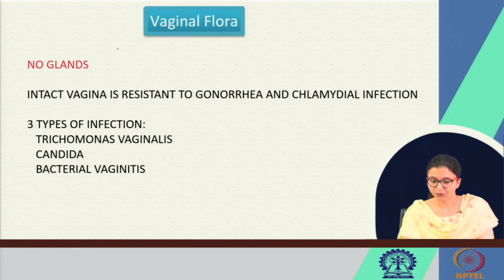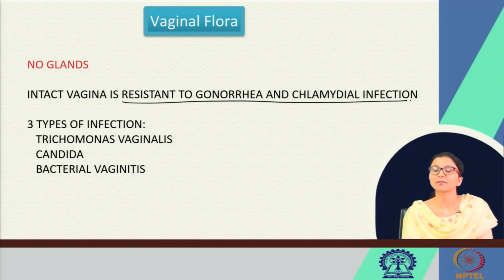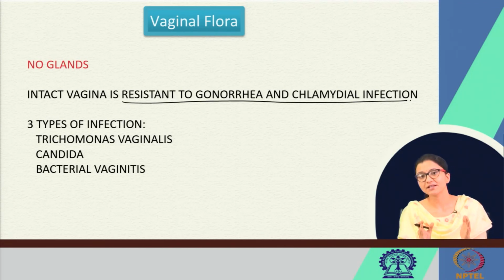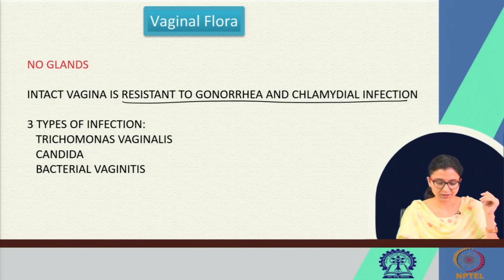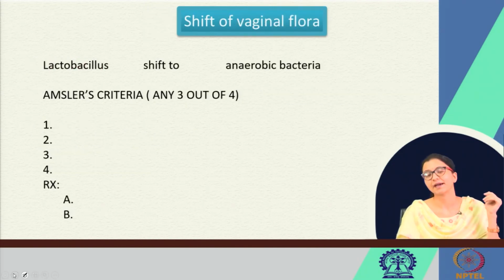Coming to the vaginal flora, we have already told there are no glands, and this intact vagina, as there are no glands, is resistant to gonorrhea and chlamydial infection, because these two bacteria mostly hide in the glands. Intact vagina with no breach in the epithelium is resistant to gonorrhea and chlamydial infection. Three types of infections are more common in the vagina, that is Trichomonas vaginalis, Candida and bacterial vaginosis.